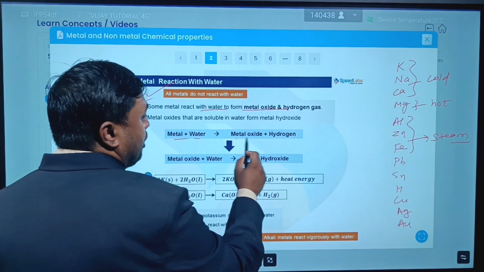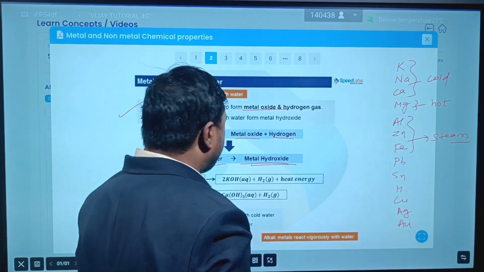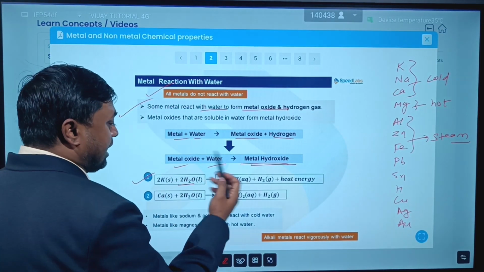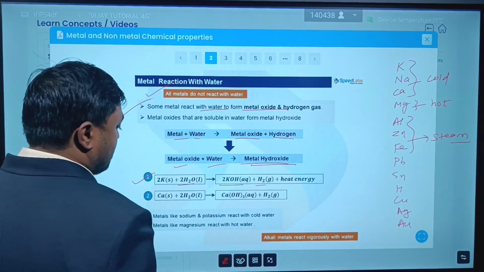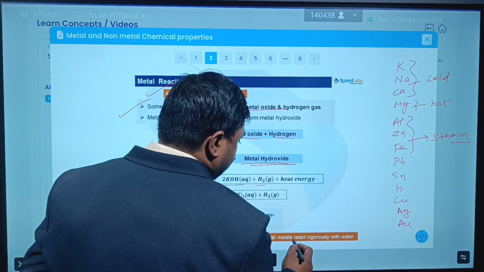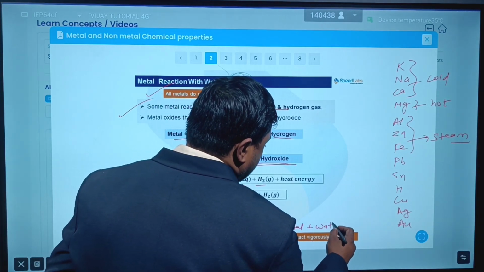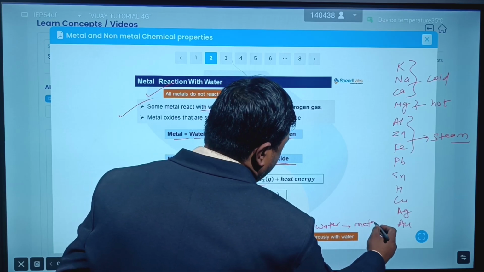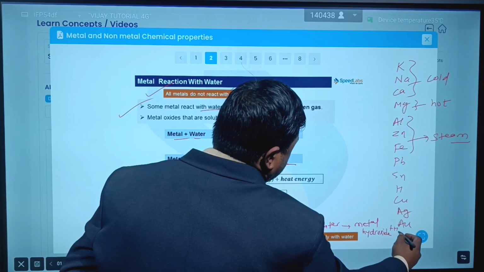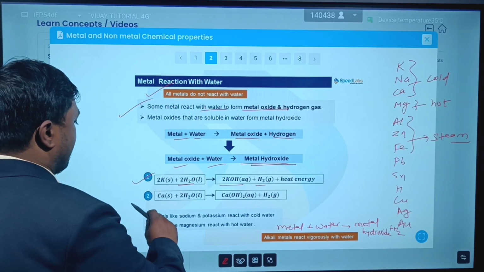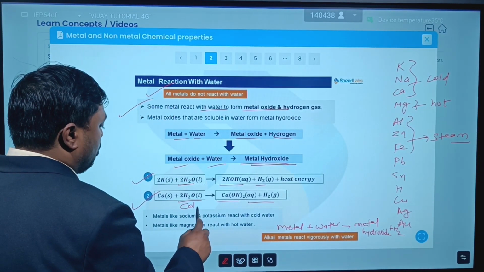Generally, metal plus water gives you metal oxide plus hydrogen, but some metal oxides are soluble in water, so it will give you metal hydroxide. For example, potassium plus water, directly we can write potassium hydroxide plus hydrogen. So you can remember this concept best. Generally, metal reacts with water, it gives you metal hydroxide plus hydrogen. Is it clear? So calcium plus water gives calcium hydroxide plus hydrogen, so they will react with cold water.